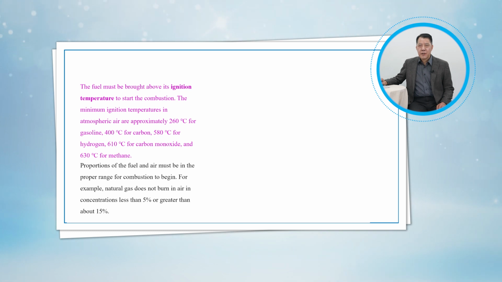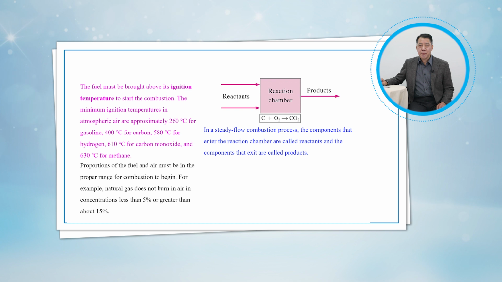Proportions of the fuel and air must be in the proper range for combustion to begin. For example, natural gas does not burn in air in concentrations less than 5% or greater than about 15%. During a combustion process, the components that exist before the reaction are called reactants, and the components that exist after the reaction are called products.